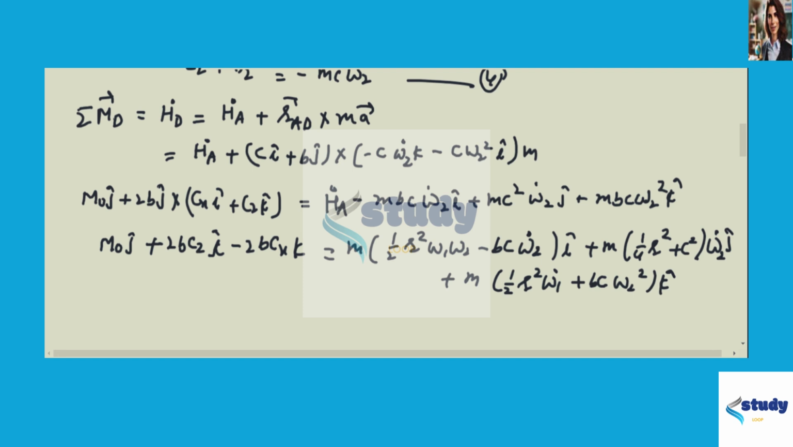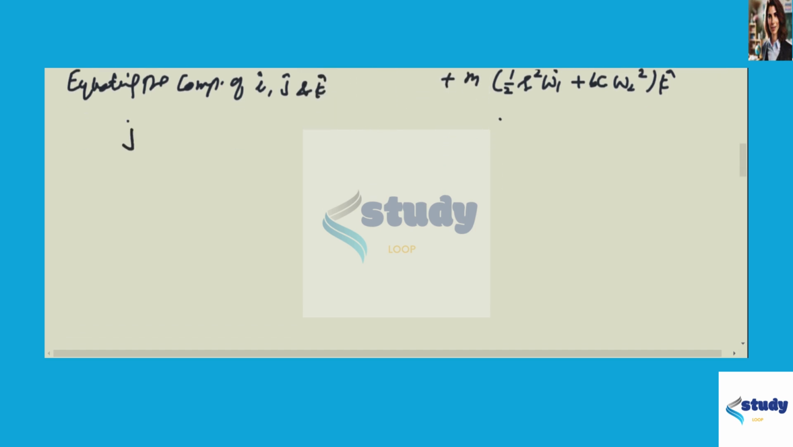After equating the components of i, j and k, it can be written as you may write M o to be m into 1 by 4 r square plus c square omega dot 2. Say this is equation 5.